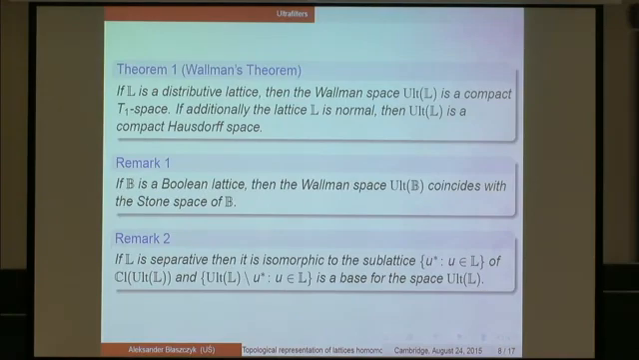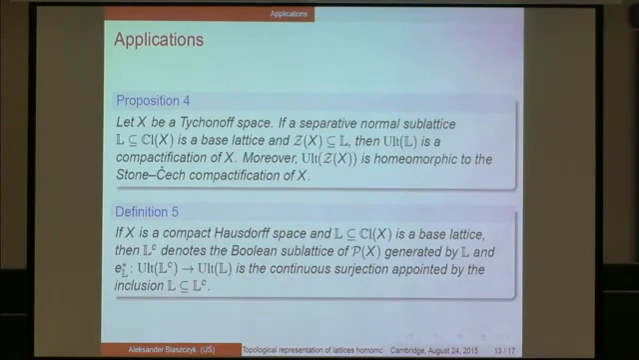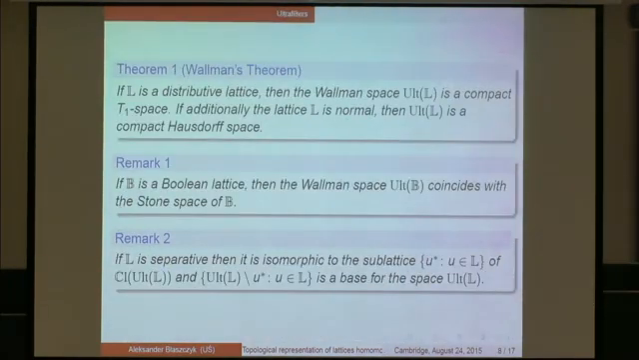Remark. The first remark is that if B is a Boolean algebra, then the Wallman space coincides with the Stone space of the Boolean algebra. And another remark: if the lattice is separative, then it is isomorphic to a sublattice of the lattice of all closed subsets of the space of ultrafilters, and that family is a base for the space.